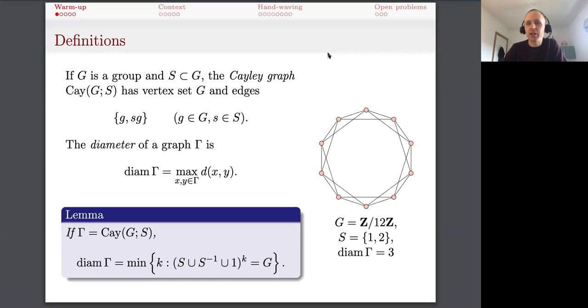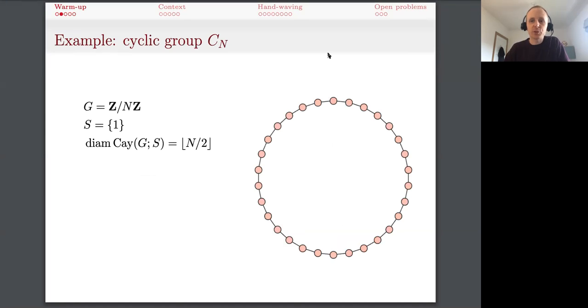Okay, so let's look at a couple of examples just to orient ourselves. Here's the most basic example. You just take the cyclic group of order n, and you take a generator as your set of generators. It looks like this cycle, and the diameter is clearly n over 2. The point of this is just to illustrate that the diameter can be very large. The size of the group here is n, and the diameter is n over 2, which is really enormous.